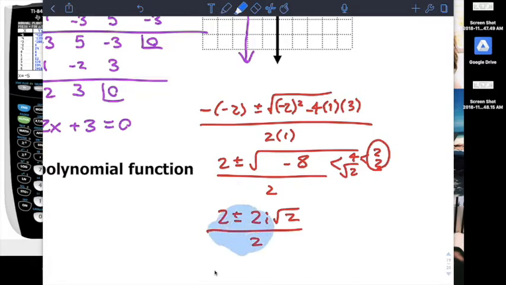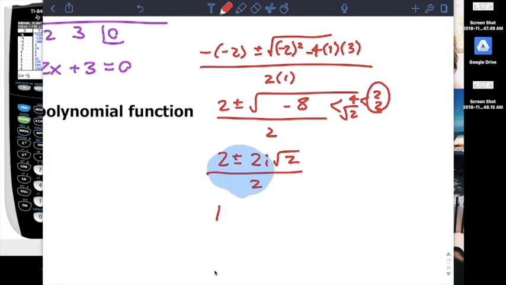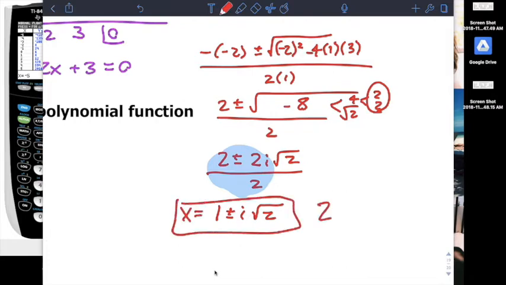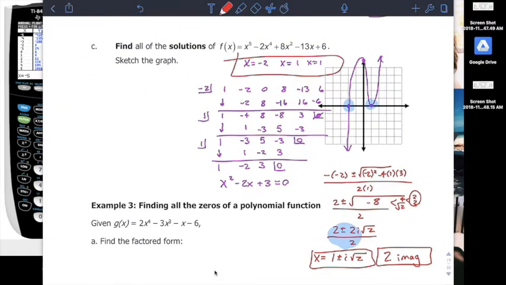Next, you reduce, but only reduce these outside numbers. And the number inside the radical does not reduce. So this would be 1 plus or minus i, or 1i, and then square root of 2. And notice that gets you 2 imaginary solutions again. And then you had these 3 real solutions right here. And that adds up to the power right there, 5 total solutions. That's the fundamental theorem of algebra.